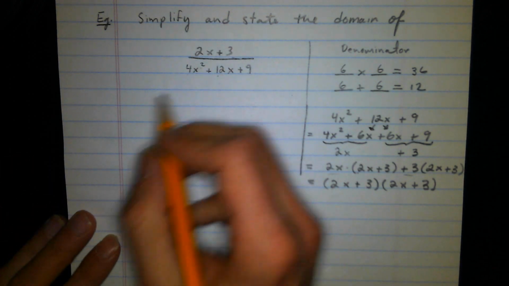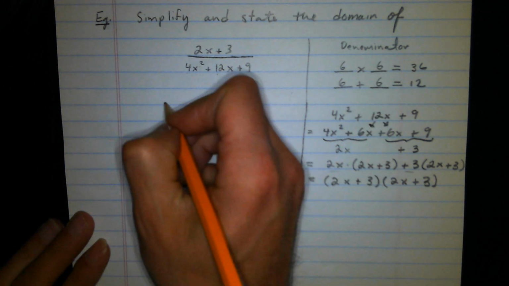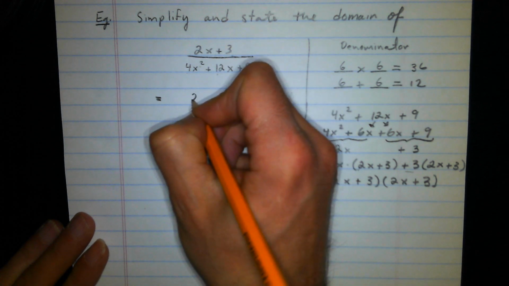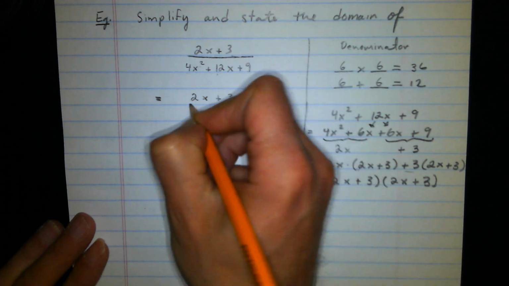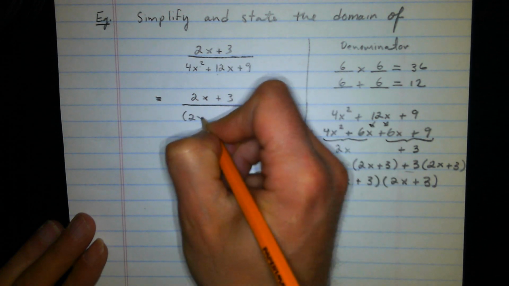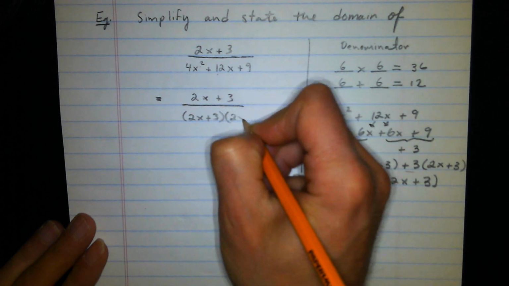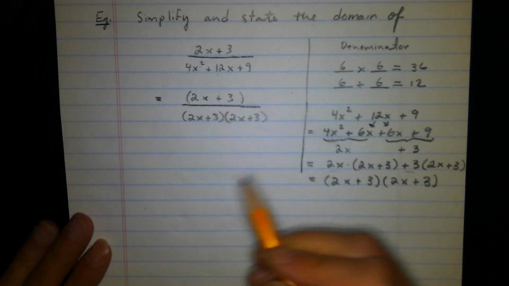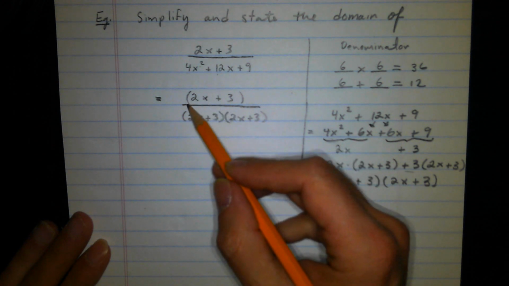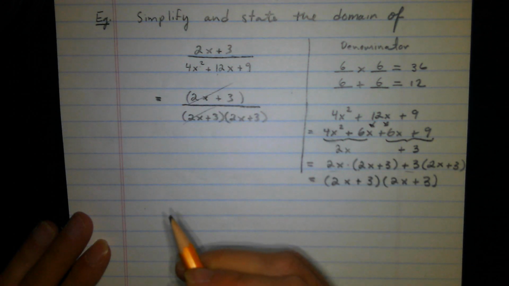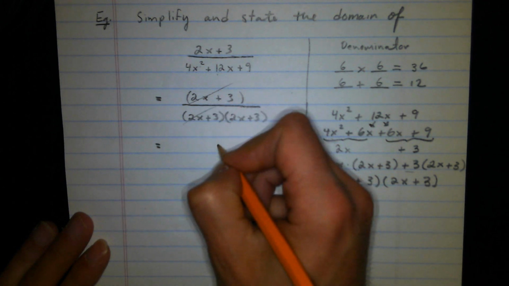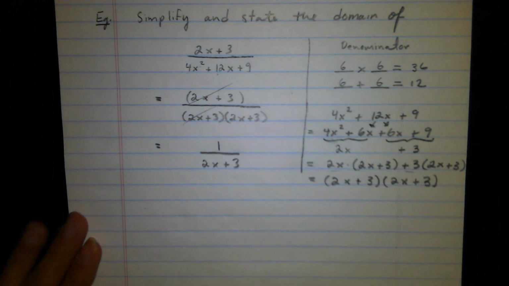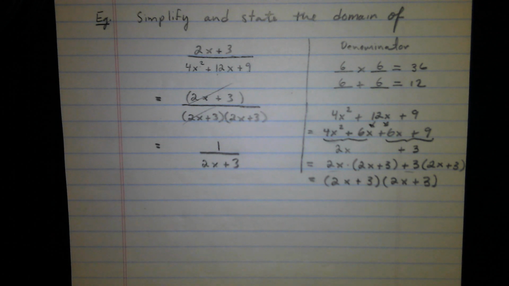Okay, so what do we have here for our whole expression? Well, we've got 2x plus 3 over 4x squared plus 12x plus 9 is equal to 2x plus 3 over 2x plus 3 times 2x plus 3. All right, and now we can cancel a common factor of 2x plus 3, 2x plus 3, just 1 for 1. And we're just left with 1 over 2x plus 3. And that's our simplified form here. Okay, a few comments here.